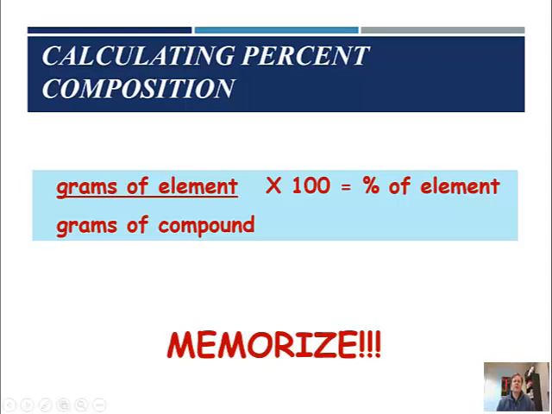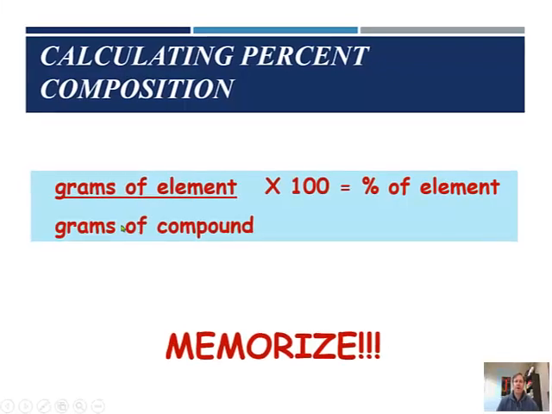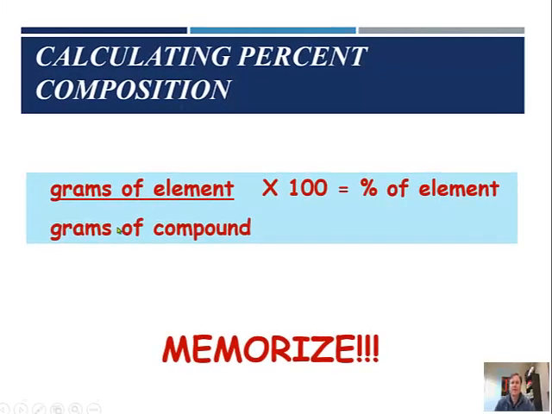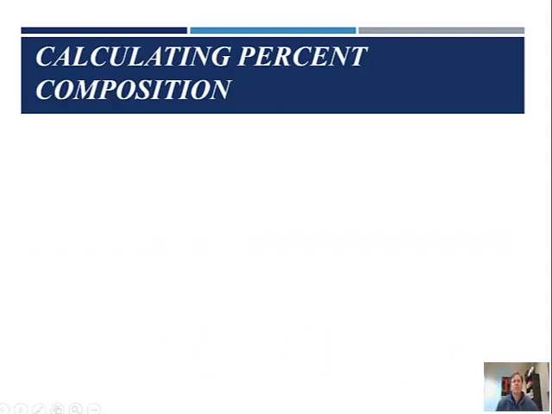So if we look at an equation, here it is. The grams of the element that you're interested in, total grams, okay, divided by the grams of compound or the molar mass of the compound, and we're going to multiply that by 100. Okay? This you will need to have memorized, hence the big, bold memorize here. Okay, you'll need to know this for the test. Okay, but you already know this equation. It's nothing new. We're just applying it new.